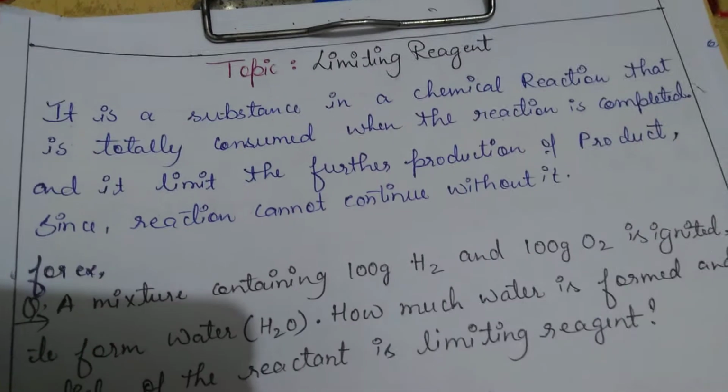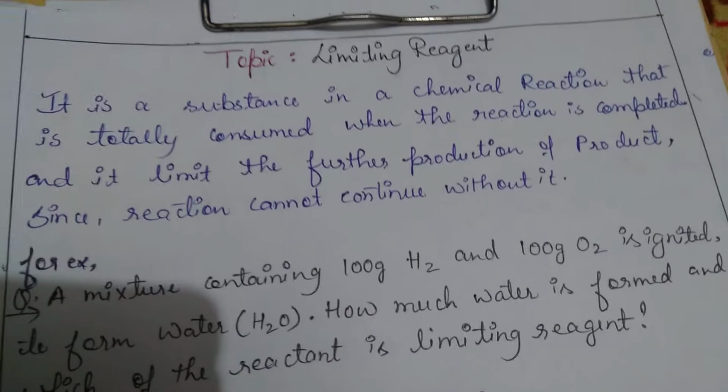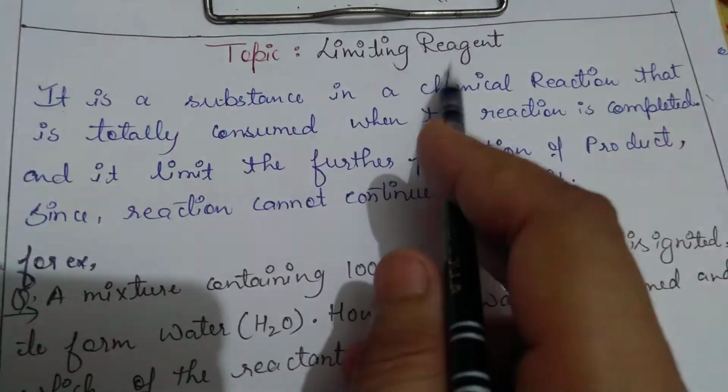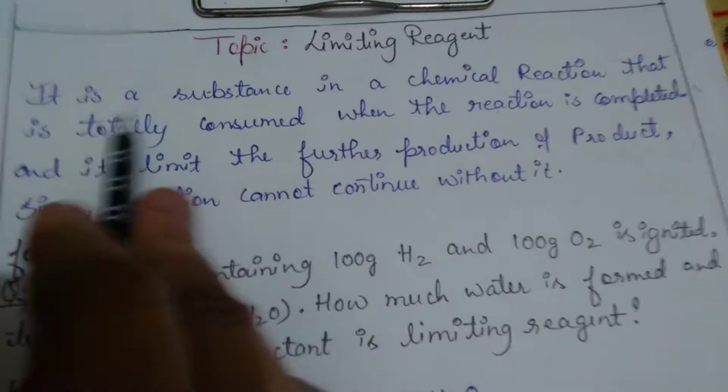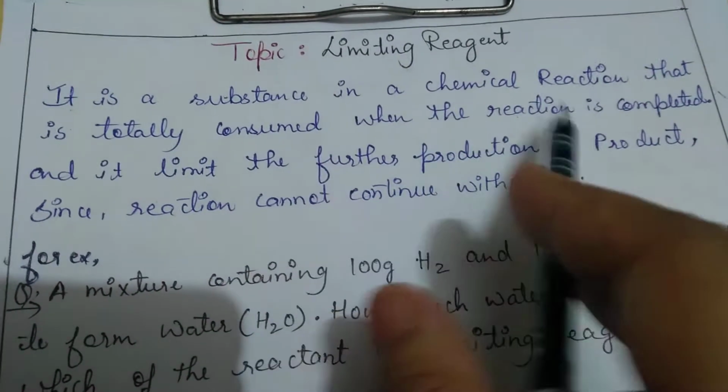Hello everyone, today we will discuss a very important topic, that is limiting reagent. So first of all, let us know what we mean by limiting reagent. It is a substance in a chemical reaction that is totally consumed when the reaction is completed.